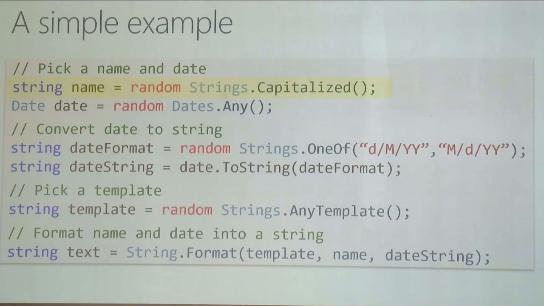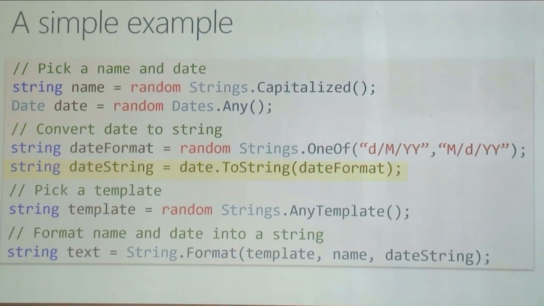And the string on the left-hand side says the value type is string, but in fact it's a random variable whose domain is the domain of strings. The next line says, let's define a random variable called date. That date comes from distribution over dates. Here we have a date format. Now, there's a prior for this date format, and this simple example is just a choice of two different formats, whether we do day month first or month day. And then we can apply that format to the date to convert the date into a string.